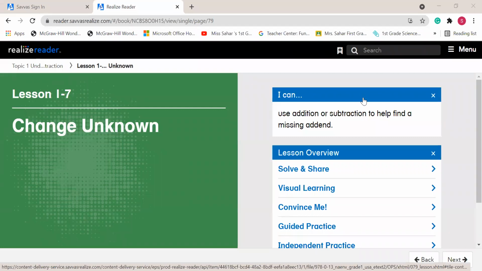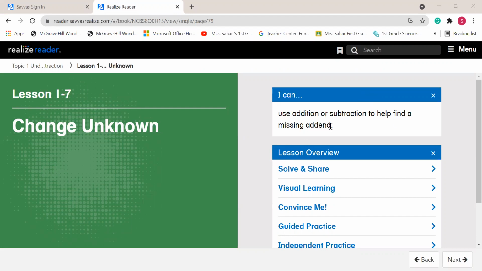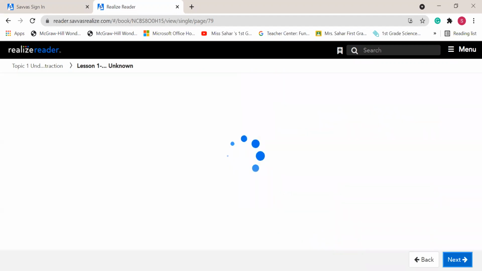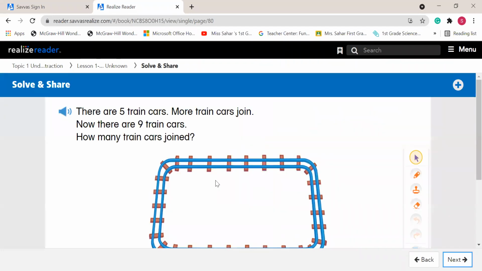Hello, first graders. Welcome to a new math lesson. Please get your math book and let's start. We are still in topic 1. Today's lesson, lesson 7, change unknown. It's page 29. So change unknown. Use addition or subtraction to help find the missing addend. So for this lesson, we will learn how to get a missing addend.